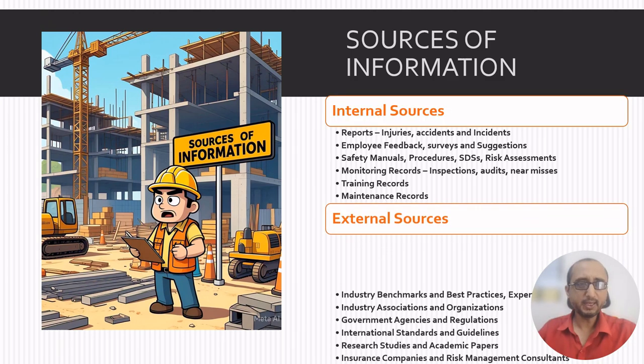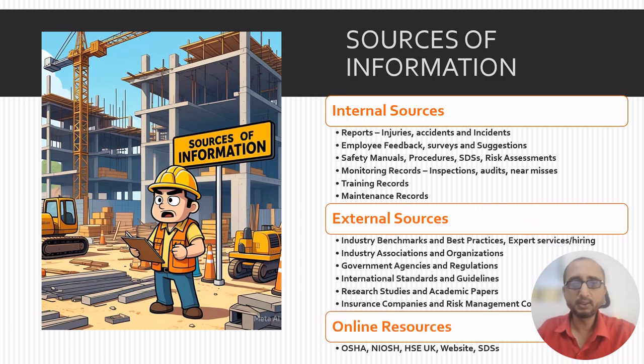Sources of information that can be helpful during the risk assessment. Internal resources: past reports related to injuries, accidents, incidents, employee feedback, surveys, suggestions, etc. Then safety manuals, procedures, safety data sheets, old risk assessments, monitoring records, including inspections and audits, etc. Then maintenance records of the equipment or machinery. So these are some internal sources of information that we can utilize for the risk assessment.